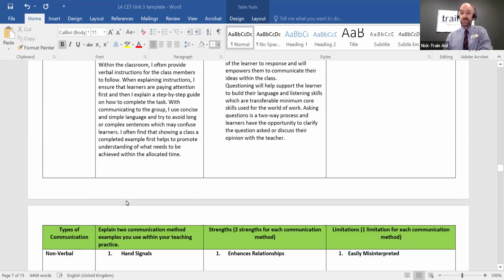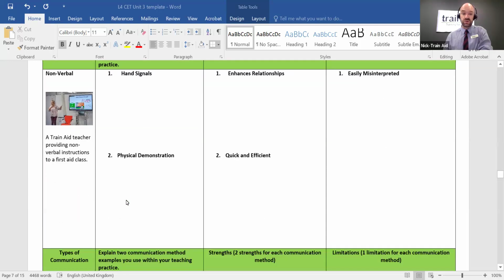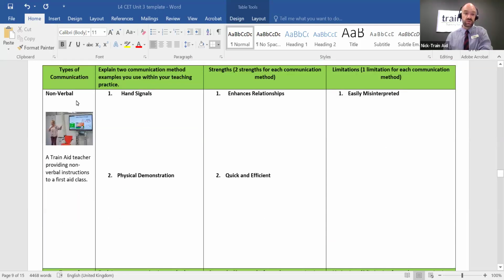So I am going to just have a look at this section here. So I wrote non-verbal there. You can, of course, include a photo of you teaching if you wish. So as we can see here, this is one of my colleagues delivering a first aid course, providing non-verbal instruction. So she's pointing to the whiteboard there and pointing to the slides, delivering a first aid course and topic.